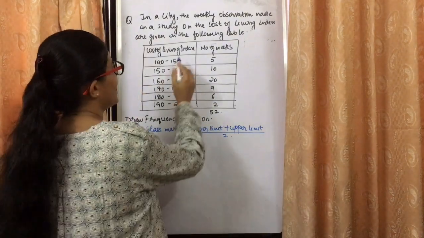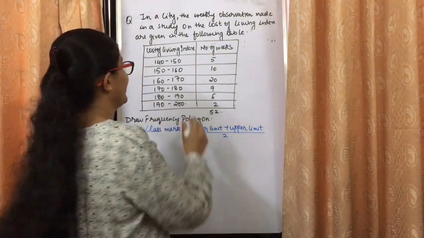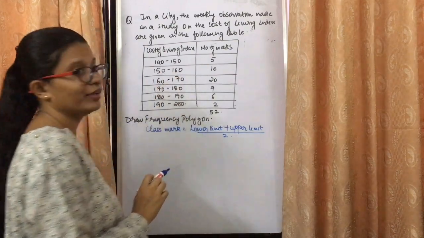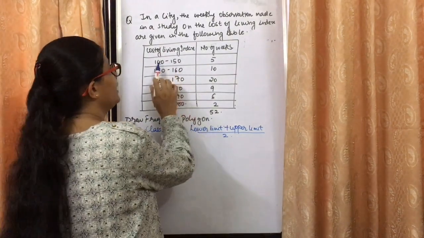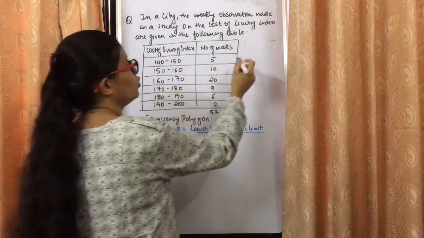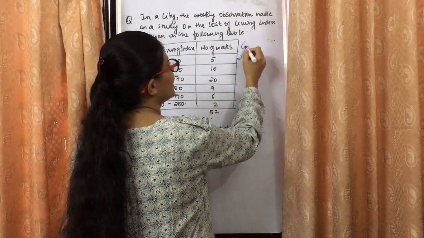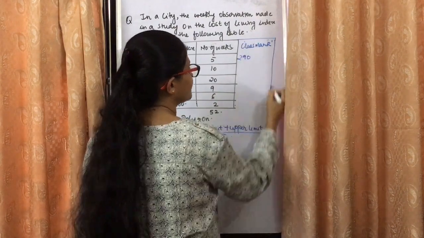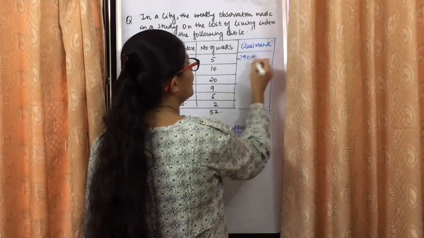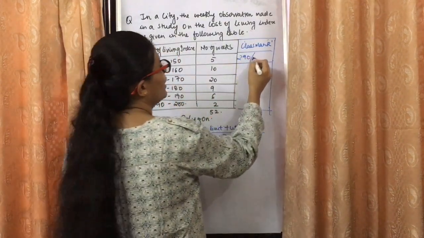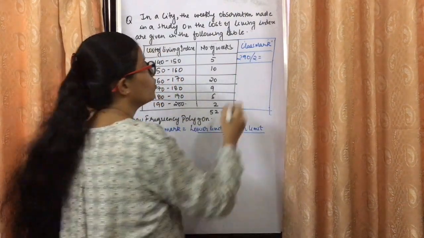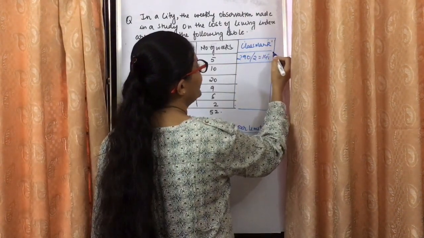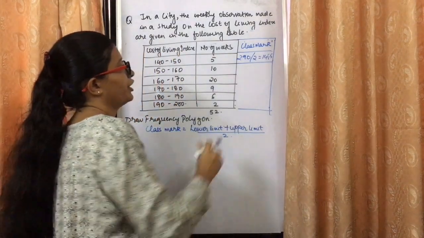सबसे पहले ये सारे class intervals का frequency polygon निकालेंगे. 140 plus 150 will give you how much? 290. 290 divided by 2. So these will be the class marks. Class mark मिलेगा हमको इधर से. So this will be one additional column in your answer. 290 divided by 2 will give you 145.